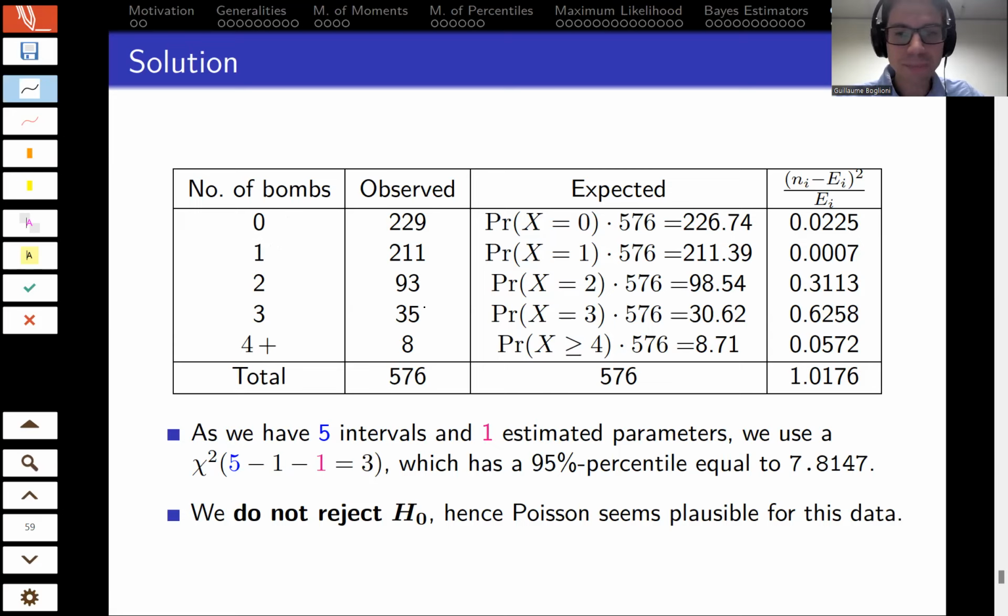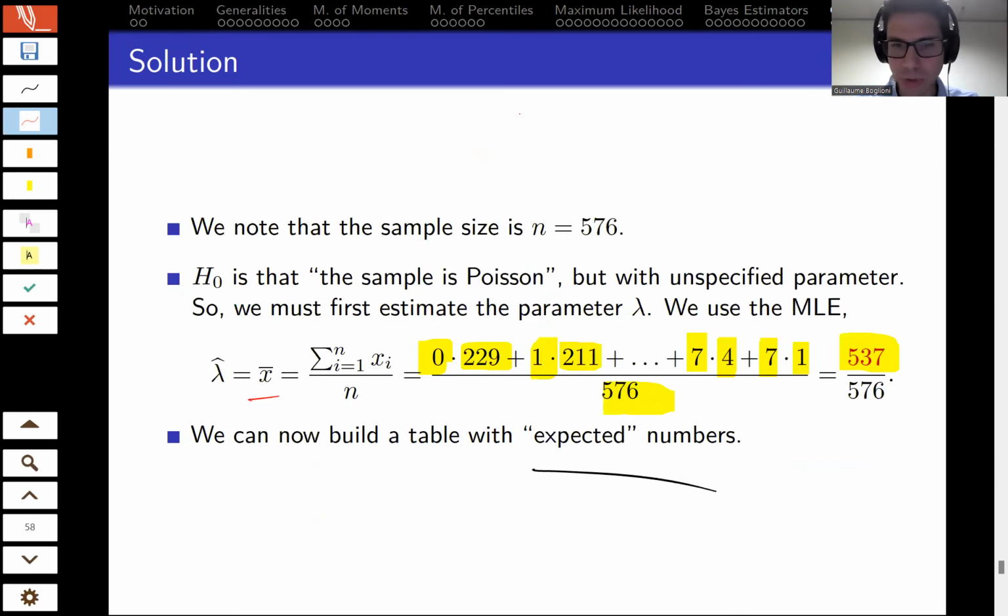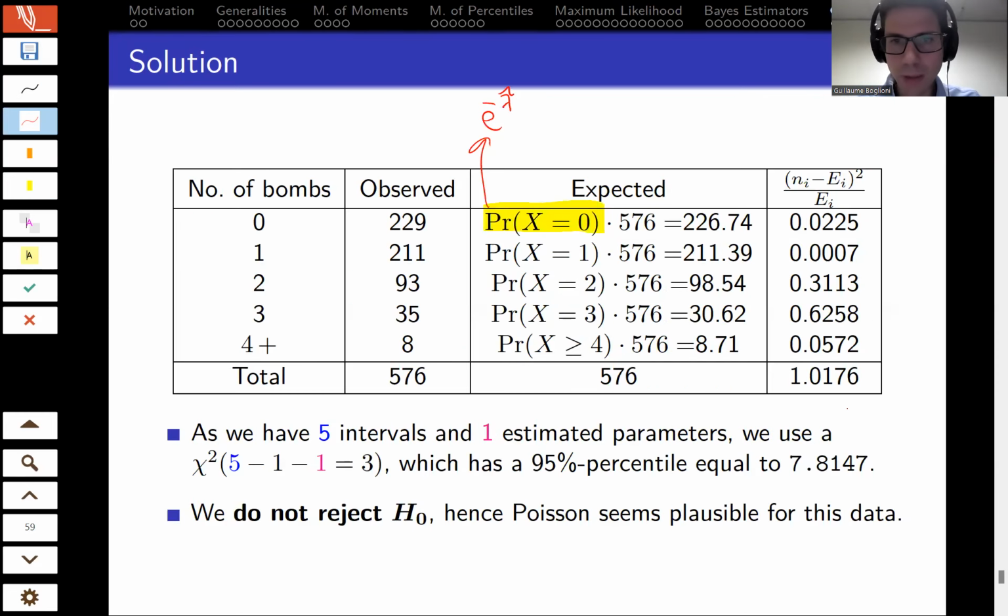The expected probability would be: you grab the probability that x is 0 from your fitted Poisson. It will be e to the minus lambda hat. I guess I haven't included a calculation here, you can double check for yourself. Lambda hat, of course, being this thing. Again, same thing for the probability that x is 1: the probability that a Poisson with parameter lambda hat is 1, times the number of observations.